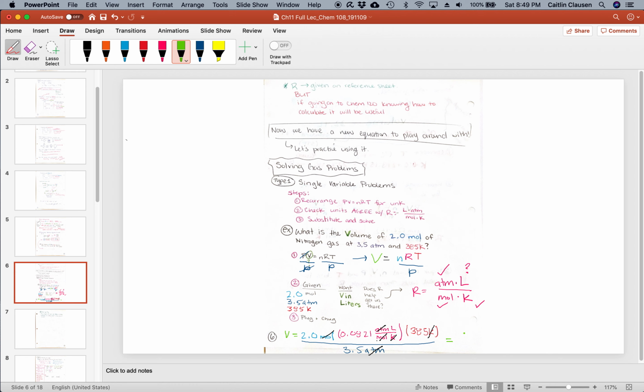And if we follow the math and go to the correct number of sig figs based on rounding rules, you should get 18.062 and a bunch of other numbers, but we're rounding and we're going by least number of sig figs, which is 2 from the moles and from the atmospheres. So we should report it as 18 liters of nitrogen gas. And that is a single variable problem.